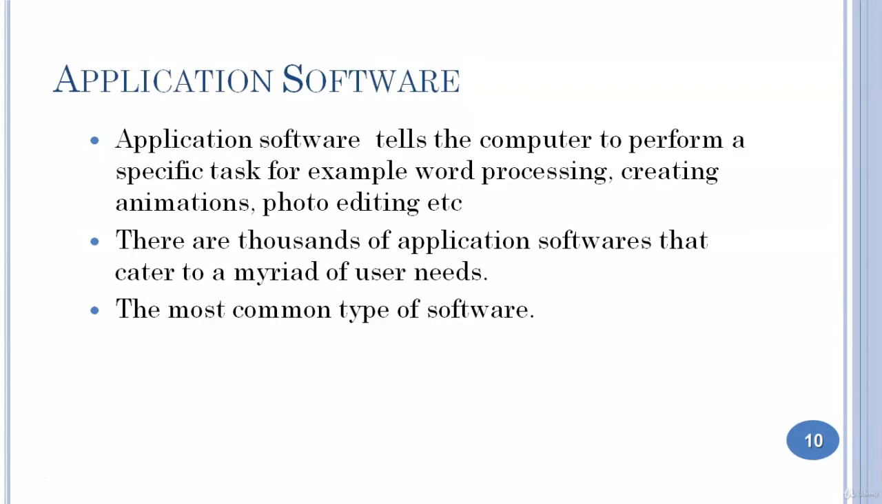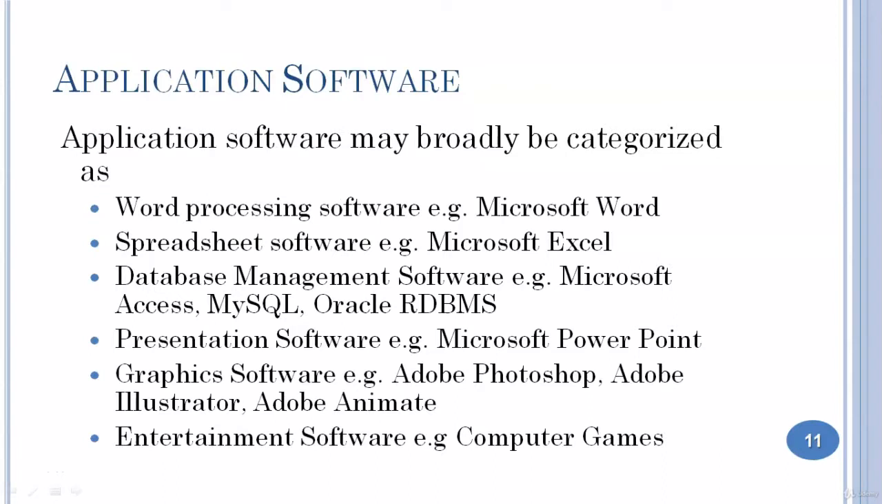Now, the application software is the most common type of software. We may classify application software into the following broad categories. Number 1, word processing software. Word processing software is used for creating and editing text-based documents. For example, book chapters, newsletters, or brochures. An example of word processing software is Microsoft Word.